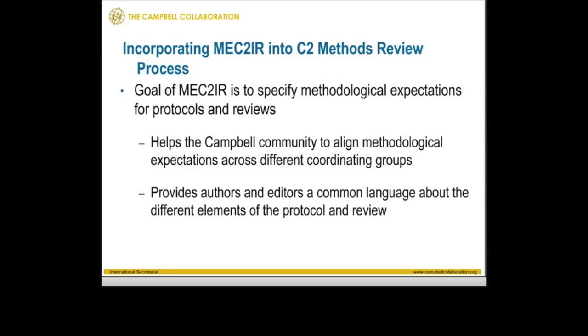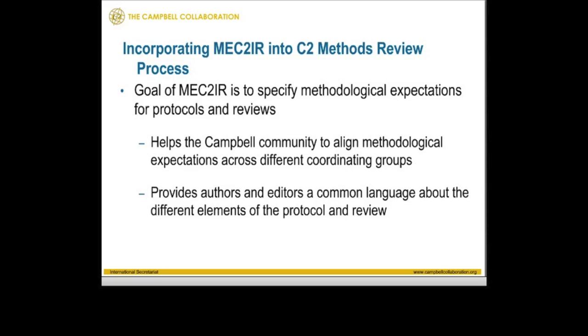Now, these are very helpful because they help to align the Campbell community across the coordinating groups. Oftentimes we'll find that substantive backgrounds talk in a slightly different language, even for similar aspects of the review process. And these expectations help to align all of us so that we're all talking in a common language.